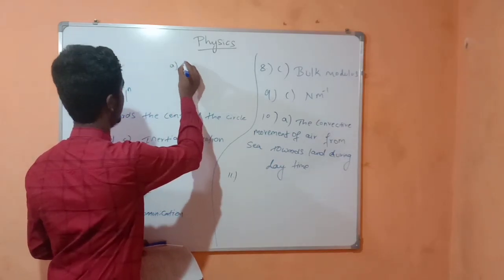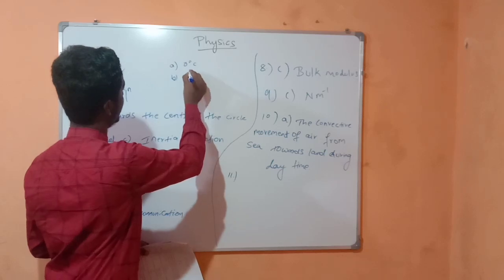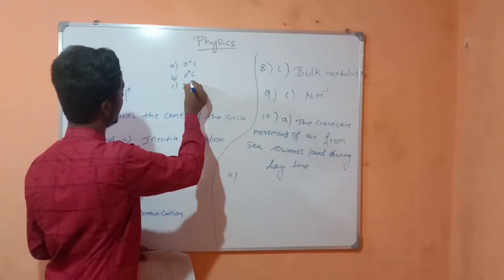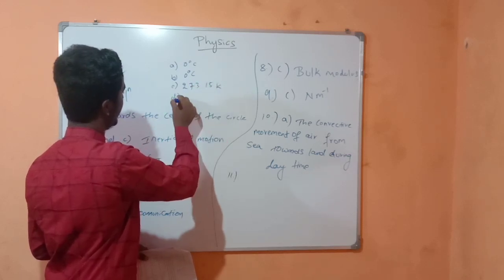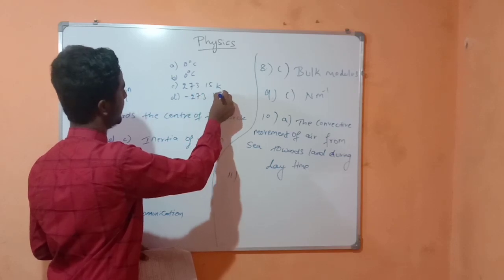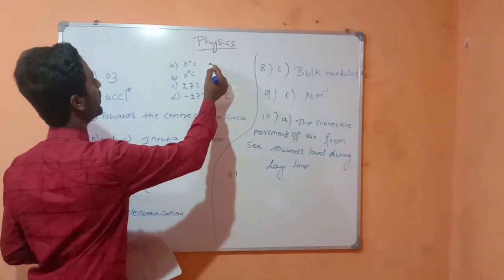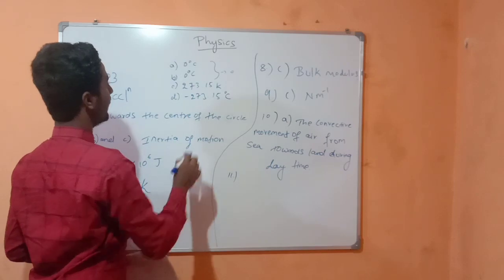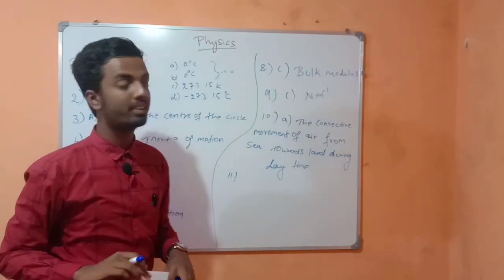Option A 0 degrees Celsius, option B 0 degree Fahrenheit, option C 273.15 Kelvin, option D minus 273.15 degree Celsius. Here children, the both answers are 0. Now, what is the relationship between Kelvin and Celsius scale?